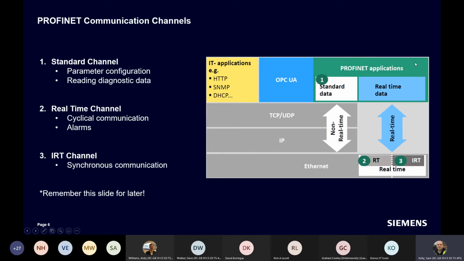This could, for example, be an inverter, and it may be using 2 of these channels. Okay, it could just use one of them. It could just use the RT and the IRT, and I'm going to explain the reason for this in a bit. So the standard data, what we mean by standard data, is the non-real-time data. This is information like diagnostics information, or it could be to do with parameter configuration.